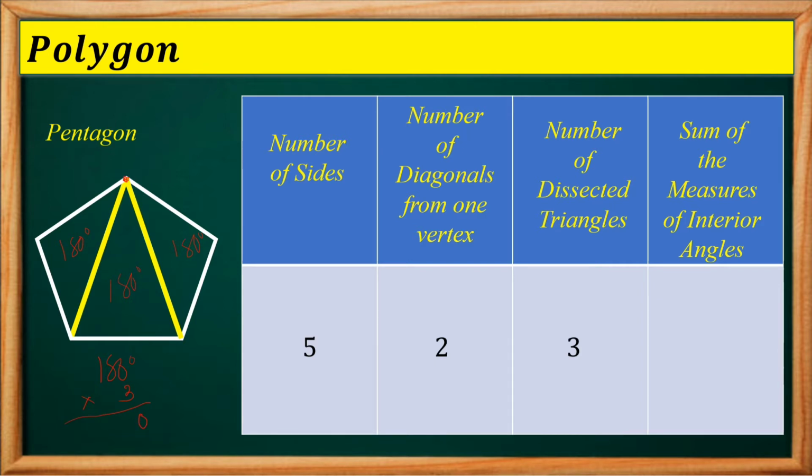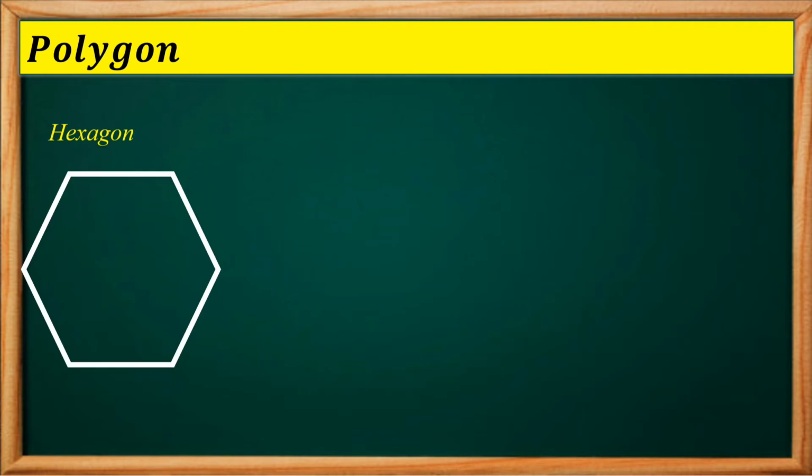Then 3 times 8 is 24, then 3 times 1 plus 2, so we have 540 degrees. Right? Or simply, we are just identifying the number of sides, getting the number of diagonals based on this, then the number of dissected triangles, then multiplying the number of dissected triangles by 180, then you come up with 540.